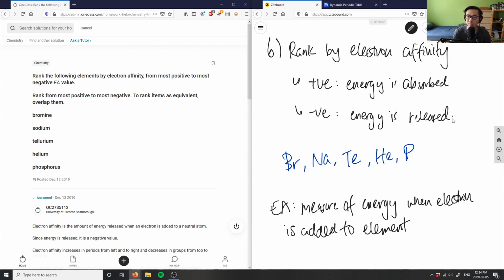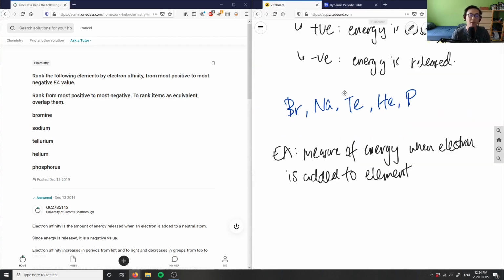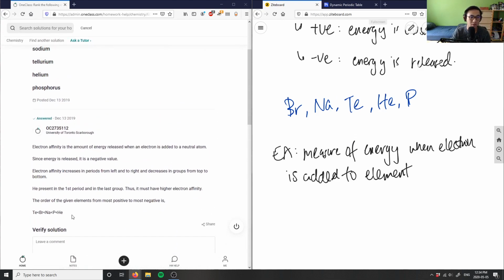So let's talk about bromine first. Bromine here is in the halogen group. It is very, very electronegative, so it actually likes electrons. If I add an electron to bromine, it's going to like it, right? Br has 7 valence electrons, so adding one is going to be great, and it's going to release a lot of energy. So bromine will probably be the most negative here, because it likes the electron that's being accepted.